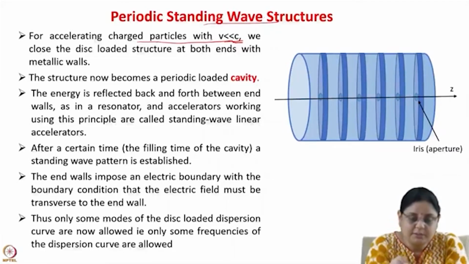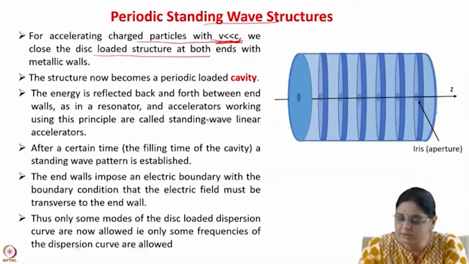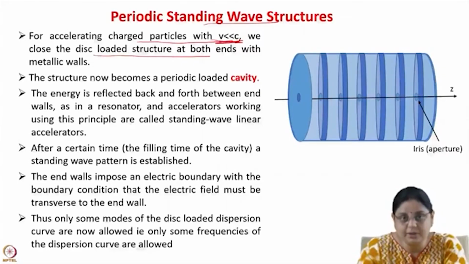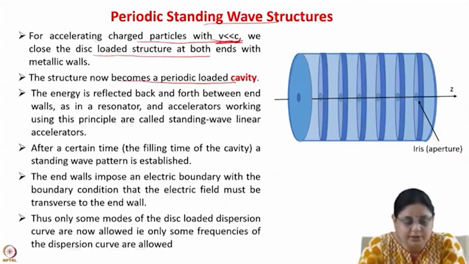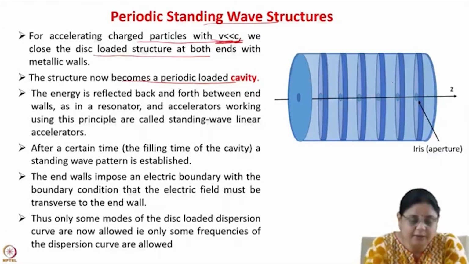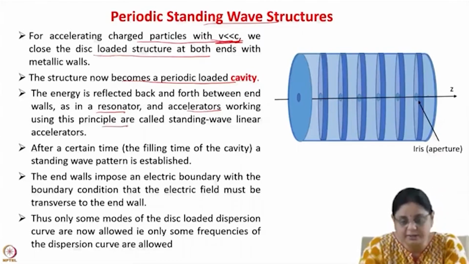So for accelerating charged particles with v much less than c, we close the disk loaded structure at both ends with metallic walls. Okay, so we now close this at both the ends with metallic walls. So now it's no longer a waveguide, it becomes a cavity, because now we have applied boundaries in all the directions. So the structure now becomes a periodic loaded cavity. Now energy is reflected back and forth between the end walls as in a resonator. And accelerators working using this principle are known as standing wave linear accelerators.